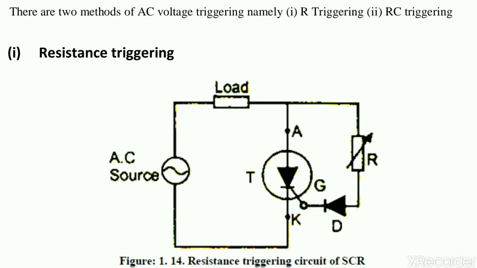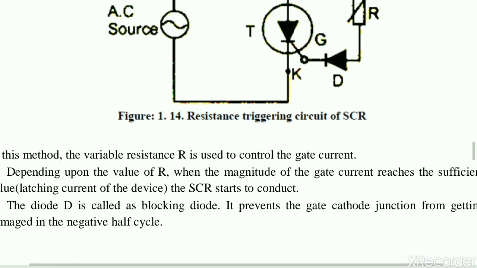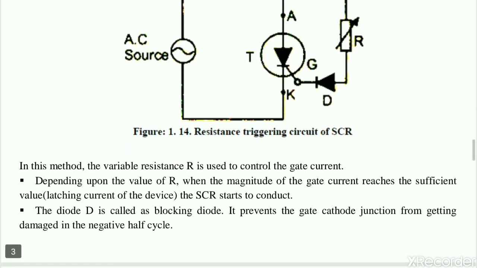This is a basic circuit for the resistance triggering method of SCR. We can say there is an AC supply, there is a load connected, there is one diode D and a variable resistor R. This is the basic construction of resistance gate triggering of SCR. We can quickly review the theoretical part of it.